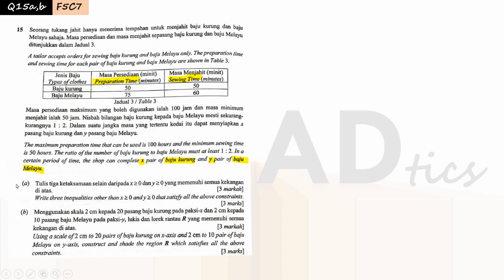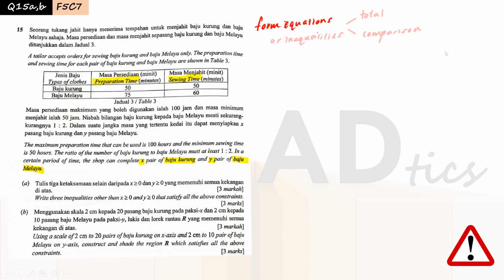Right, so in part A, we need to write out the 3 inequalities as usual. To form equations or inequalities, I will always use these 2 to help me, which are total and comparison. So let's find the examples in the question here. Our first sentence says that the maximum preparation time, meaning the total preparation time that we cannot exceed, is 100 hours. So this is an example of total.